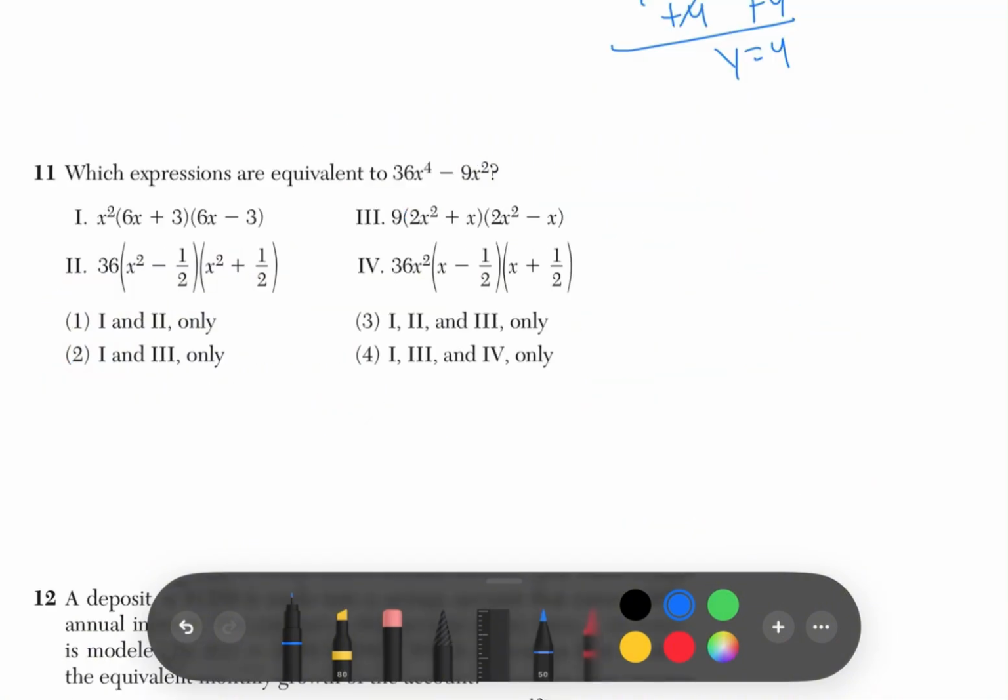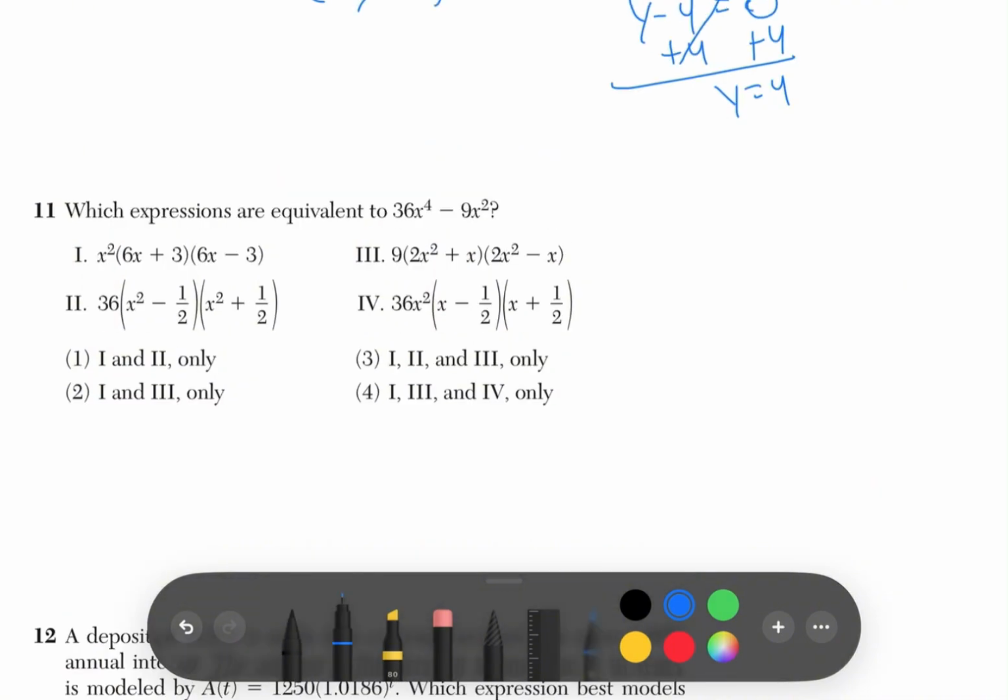Now this next problem is asking us to find out which expressions are equivalent to 36x to the 4th minus 9x squared. The quickest way to answer this problem is to either pick a value for x and substitute it into all of them, or graph these and see which ones align, or you can factor out each of these individually. So let's say you pick out a value for x. You say x is equal to 2. We plug this into this, we're going to get 540. If we plug it into this, you're also going to get 540.